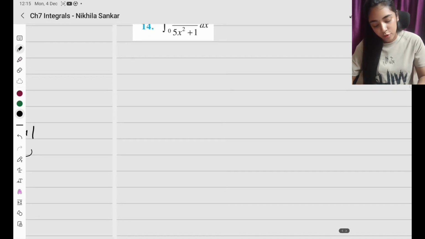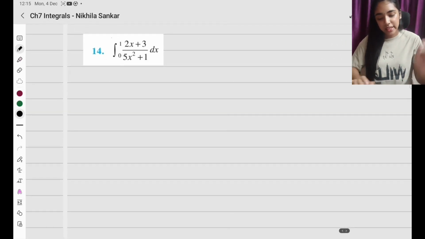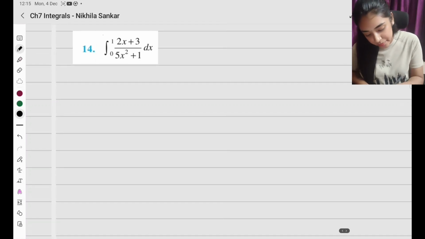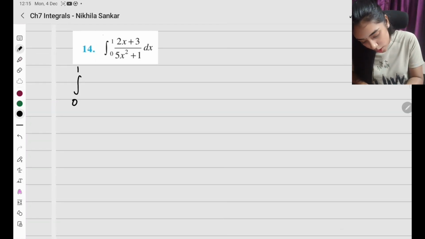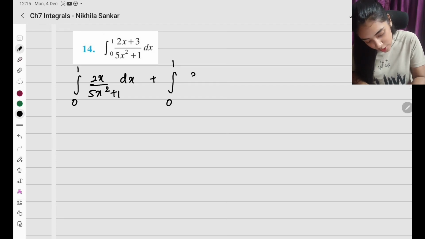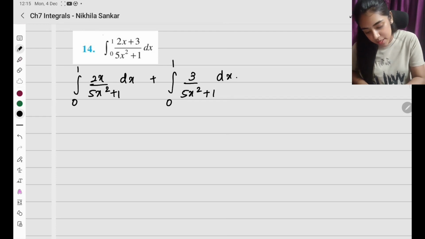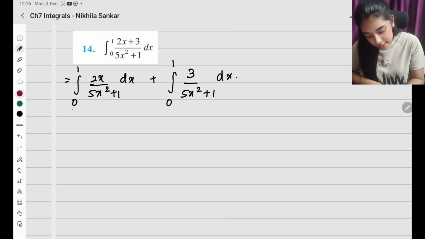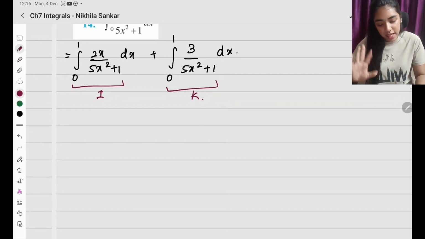Question number 14. So in this place I am going to split the integral. So what happens? I have integral 0 to 1 of 2x divided by 5x square plus 1 times dx plus integral 0 to 1 of 3 divided by 5x square plus 1 times dx. So this 3 is a constant, so I can take the 3 outside. I'll write it in the next step. Let me take this as I and let me take this as K. Okay. Final answer is I plus K.